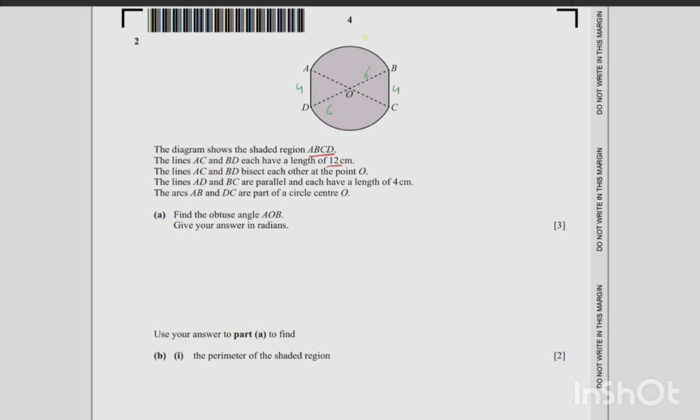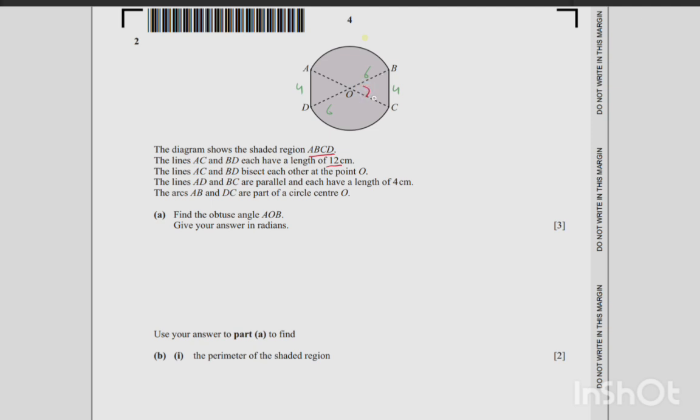The arcs AB and DC are part of a circle with center O. So this is our arc length and this is also an arc length. Okay, dear friends, now move forward. Find the obtuse angle AOB. First of all, how do we find this angle? It's very simple. We have to make angle AOB.